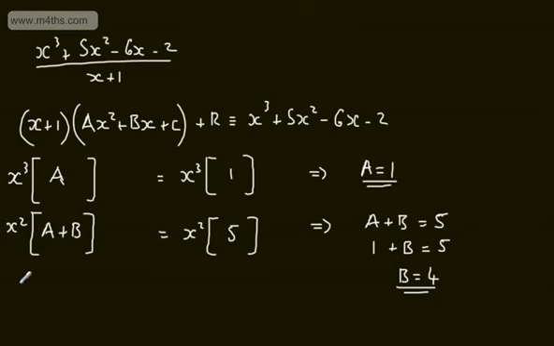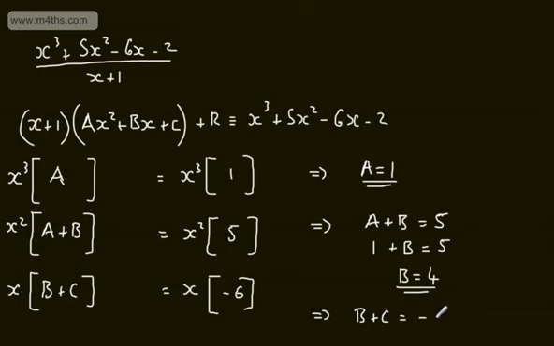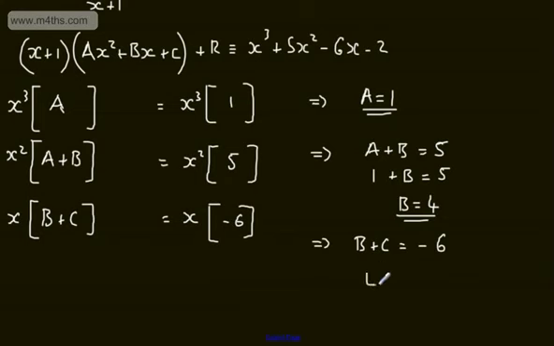So now let's look at terms in x. I've got x times c, which is cx, plus 1 times bx. So I'm going to have b plus c. They are the terms in x. And then we've got terms in x on the right-hand side. We've got minus 6. Therefore, what we can say is b plus c will be equal to minus 6. Now, we already know that b is going to be 4. So we've got 4 plus c is equal to minus 6. So c is going to be equal to minus 10. So we found the value of c.